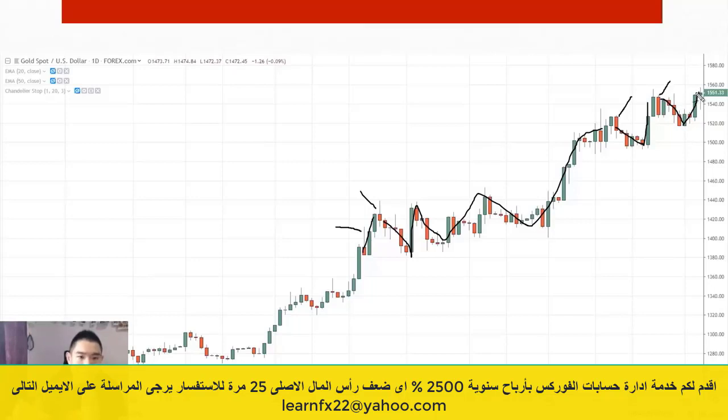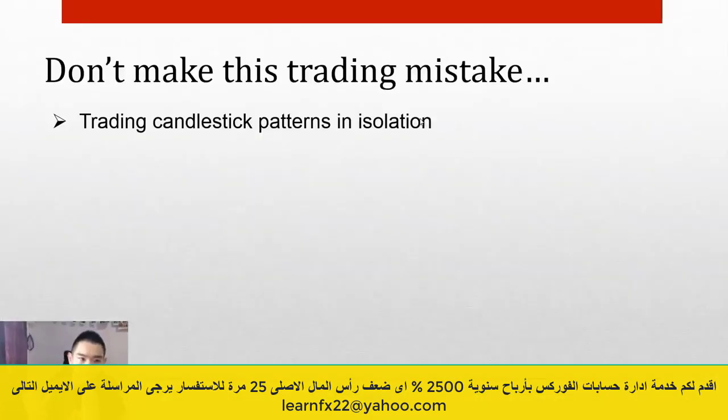So the mistake that many traders make is that they look at these candlestick patterns and trade them in isolation. They simply study a candlestick pattern, find out the meaning behind it, memorize all these meanings and just trade them blindly. And when you do that, you're going to suffer loss after loss after loss. So the first lesson that I want to share with you right now is this: don't trade candlestick patterns in isolation. That is a losing proposition.